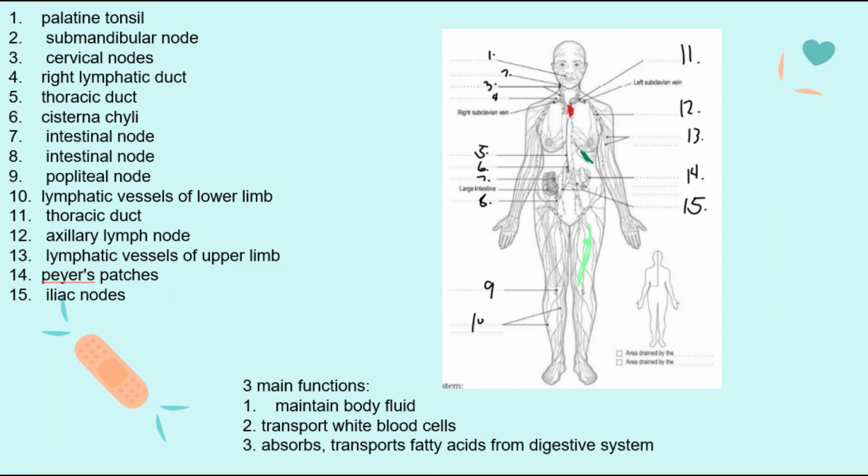Number 3. List the 3 main functions of the lymphatic system. The first function is to maintain body fluid. Second, transport white blood cells. Third, transport fatty acids from the digestive system.